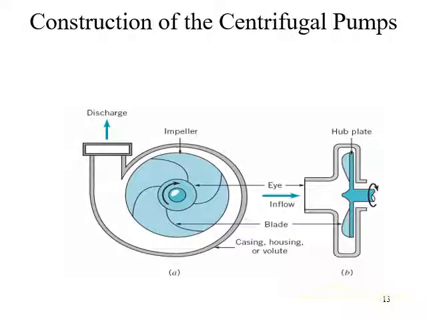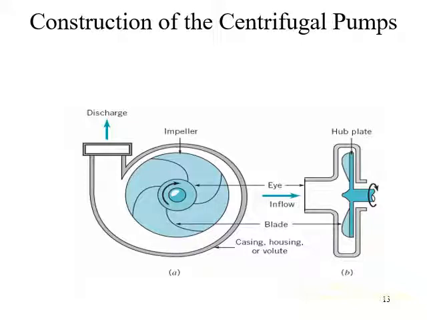Next, construction of the centrifugal pump. Here there are two components, an impeller and a casing or housing. Here the volute type of casing is used. That means the cross-sectional area of the casing increases from the eye section to the discharge end. The fluid enters the pump at the center part of the impeller, called the eye section of the impeller. Then the fluid flows along the surface of the impeller.